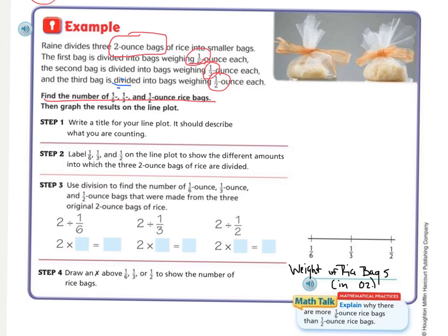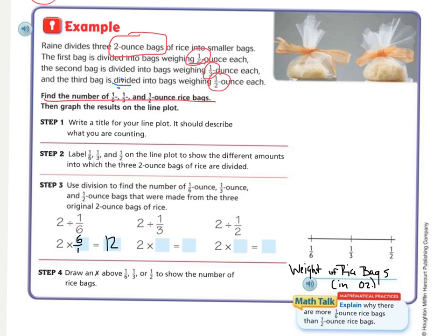We have our 2-ounce bags, that's where this whole number 2 came from, and we're dividing them into the 1/6, the 1/3, and the 1/2. Now, when we divide, remember, we just use the reciprocal. That means we flip it up, we flip the numbers. So if we did the reciprocal of 1/6, that would be 6/1, which is the same thing as 6. So 2 times 6 equals 12.